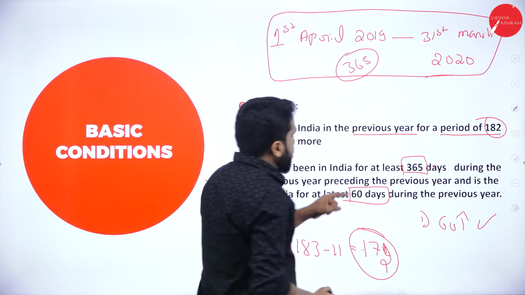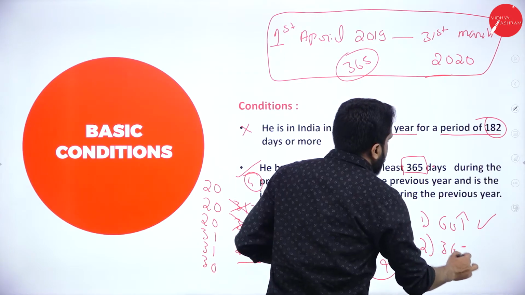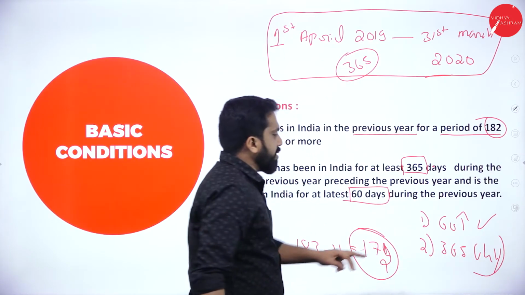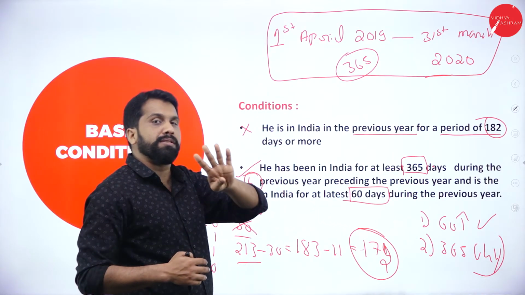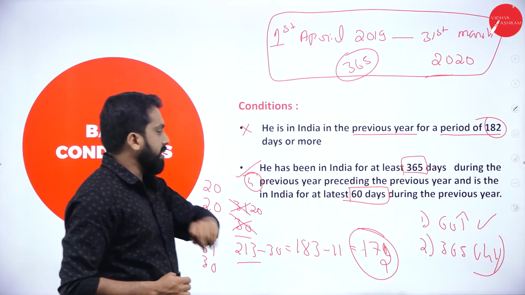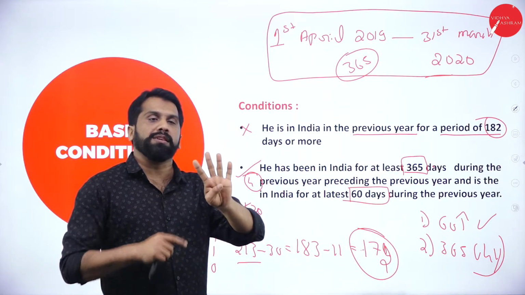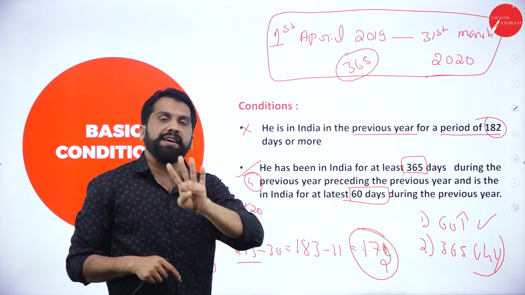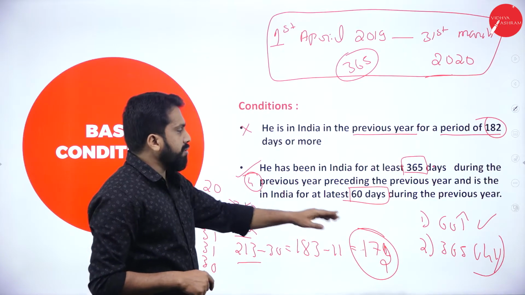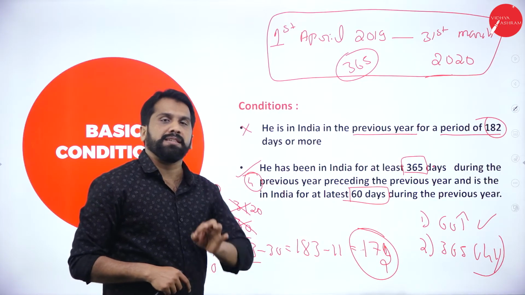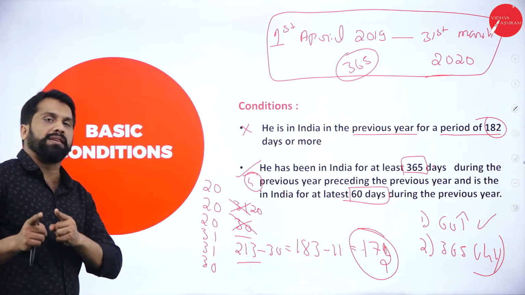Answer is yes. Along with that you have one more condition. What is that? He must be there 365 days out of 4 years. We will not consider the previous year. Preceding previous means excluding the previous year, go back 4 years. Out of 4 years, he must be in India for 365 days. Clear? Yes. Out of 4 years, he must be there for 365 days. In the previous year, he must be there for 60 days. Out of these two, if he fulfilled them, he is done with his basic condition. So he will be called what? Resident. Hope you are clear.